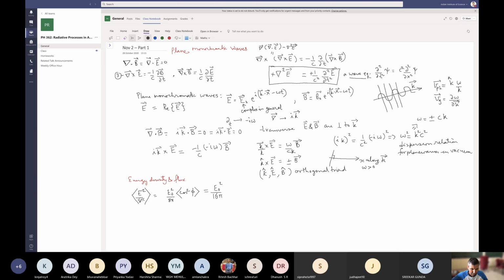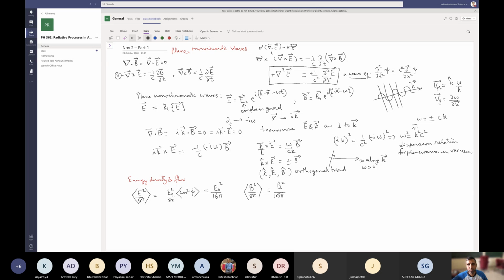because the average of cos squared phi for a uniformly varying phi is nothing but half. So this is the average energy in the electric field for an EM wave. Similarly, B squared by 8 pi, which is the magnetic energy for a plane wave in vacuum, is equal to B naught squared by 16 pi.